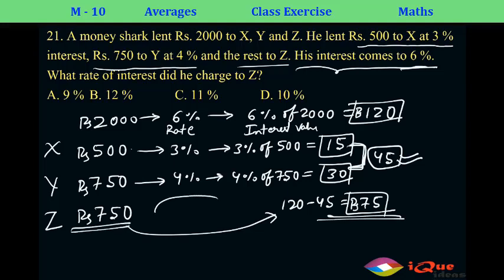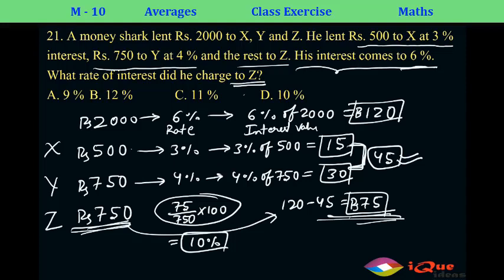Now the only thing that you need to find is what percentage of 750 is 75. So you can simply calculate 75 upon 750 into 100. But as you can see, it is clearly 10%. So the rate of interest charged to Z is 10%, D option. Alright. Now let's go to the next question.